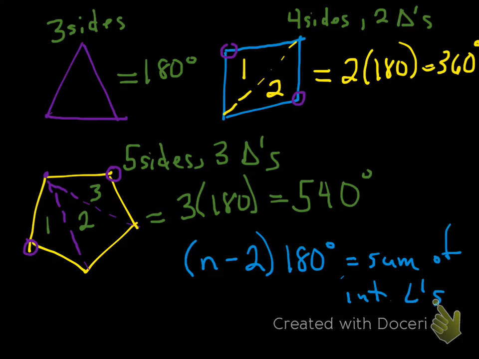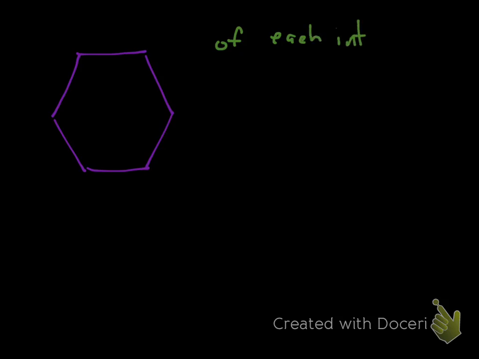All right, so, excuse me. So now we're going to talk about if you have a regular polygon. All right, so let's just say, let's do a hexagon. Okay, we're going to pretend that's regular. All right, and I want to know, what is the measurement of each interior angle?